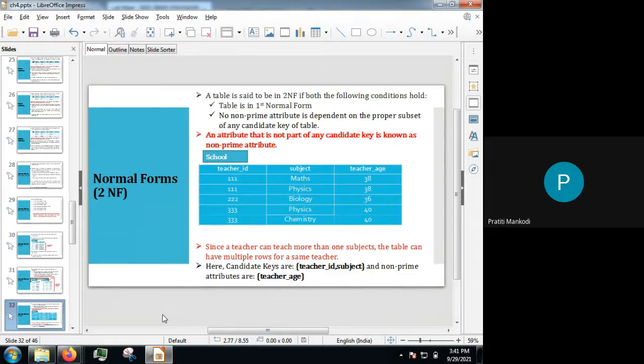Second NF. A table is said to be in second NF if both conditions are met. First condition, it should be in first NF, which means there should not be any multi-valued attribute. Next, no prime attribute. Now understand please. Pay attention. I know it is 3:40, but still. No prime attribute is dependent on a proper subset of any candidate key of the table.